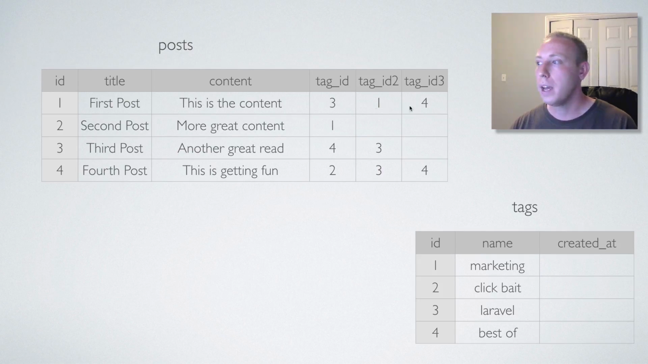There's not a really good way to count this. In order to count how many posts use the marketing tag, for example, you now have to search 3, 4, however many columns you decided to make, and then add those all up, which adds tons of database requests, not effective at all.